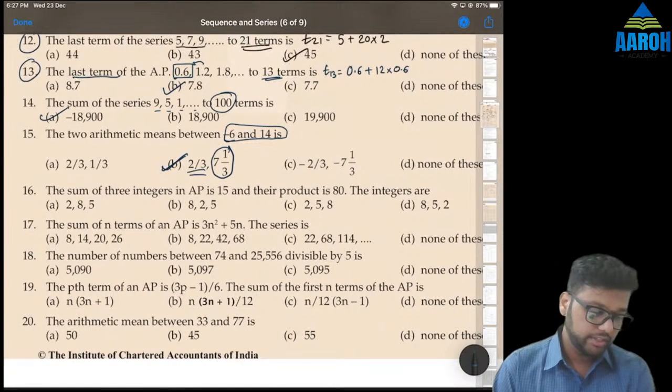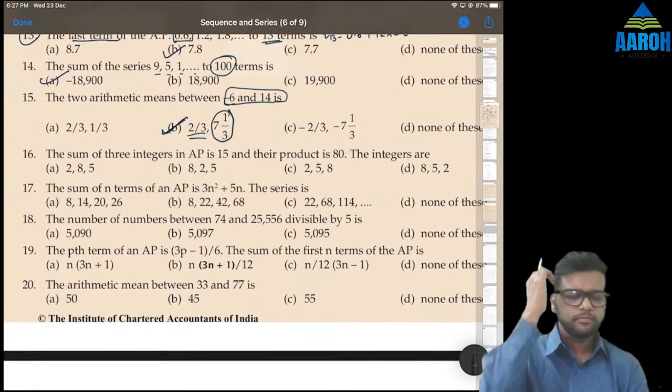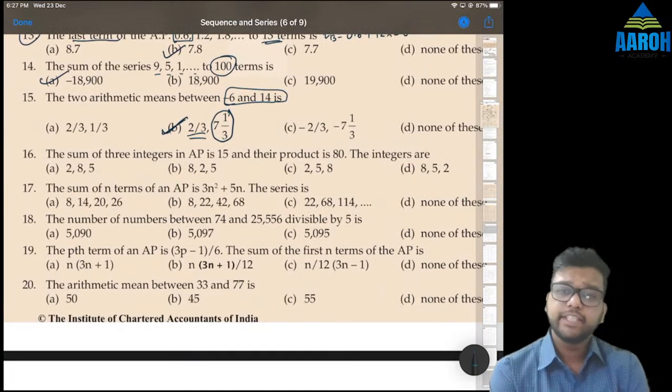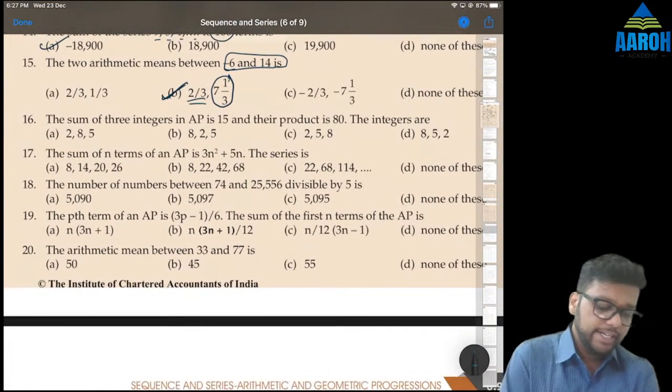Correct, Rishuraj. 13th, B. Next, 16th. Sum of three integers in AP is 15 and their product is 80.